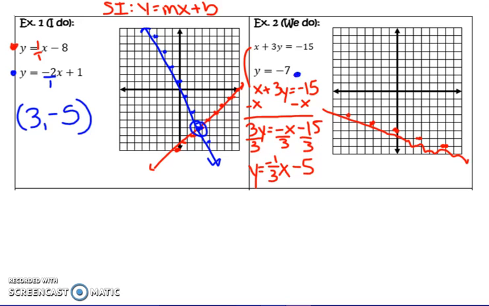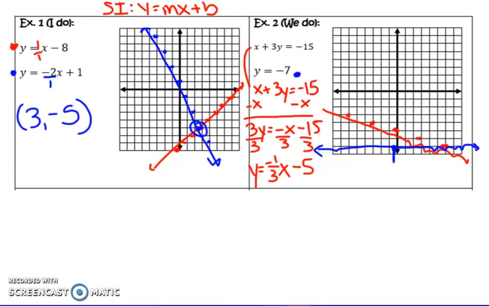Now we're going to graph our second equation, which is y equals negative 7. Well, if I graph negative 7, it is a HOI, or a horizontal line. Hopefully it'll make a decently straight line.